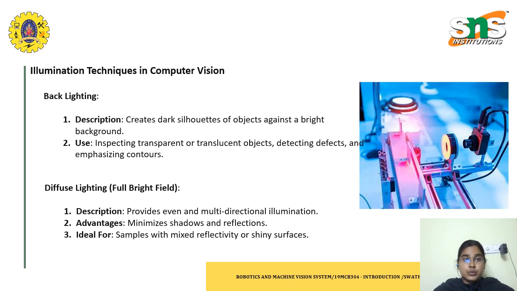Next one is illumination techniques in computer vision. So what is this illumination technique? First of all, backlighting. Backlighting creates dark silhouettes of objects against a bright background. Its purpose is inspecting transparent or translucent objects, detecting defects, and emphasizing contrast. Diffuse lighting, that is full bright field. The description is that it provides even and multi-directional illumination. The major advantage of backlighting and diffuse lighting is that it minimizes shadows and reflections.